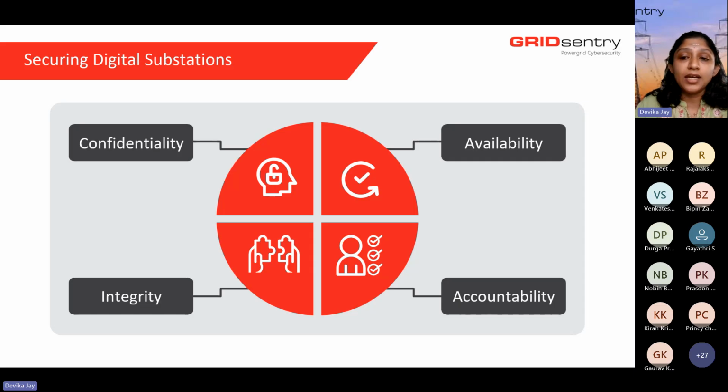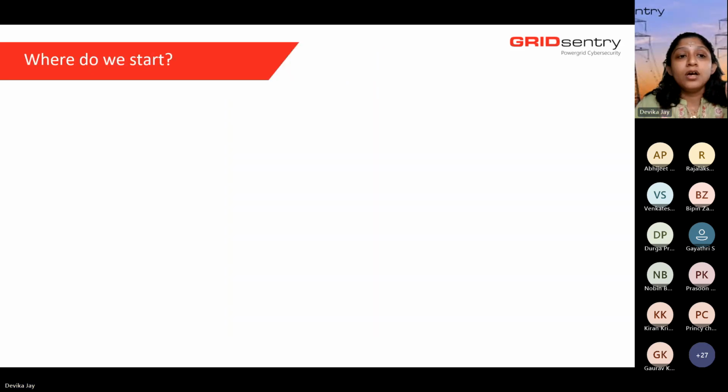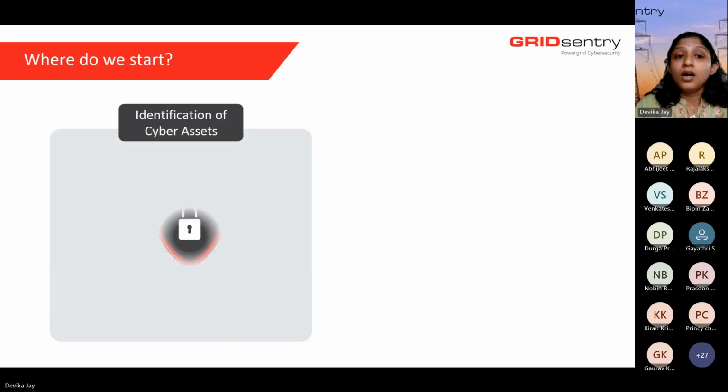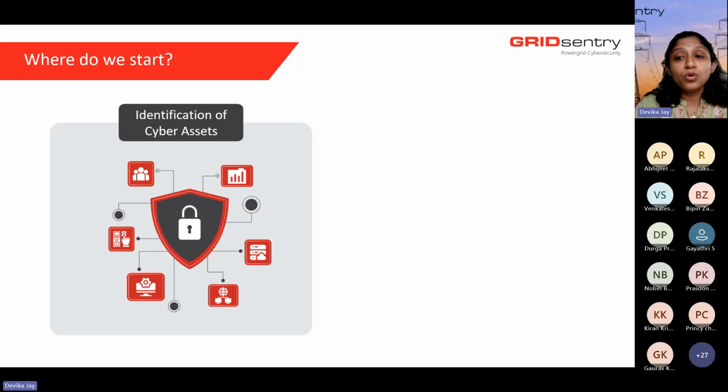Confidentiality, availability, accountability, and integrity. So these are the ultimate goals that we have, and also at the same time, the pathway to secure substations. So where do we start? First step is to know what is in your network.